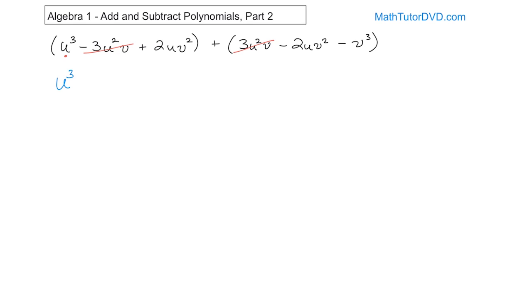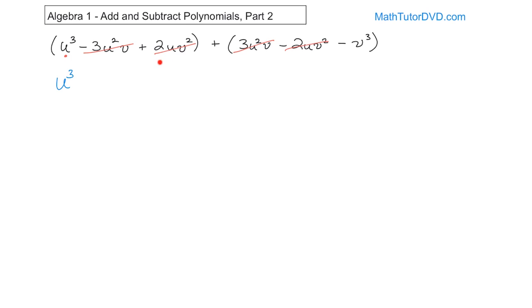So now we look at this third term. Here we have u times v squared. We look over here, we see a u times a v squared. So these are like terms. They have exactly the same variables and exactly the same exponents attached to those variables. But it's positive 2 plus a negative 2. So they're going to basically add out to 0. So you can kind of strike through those.